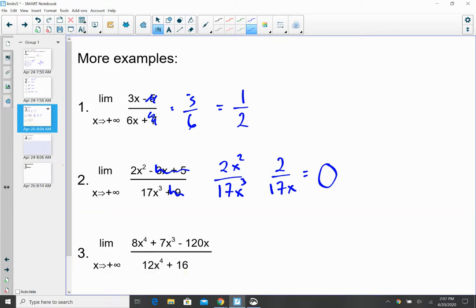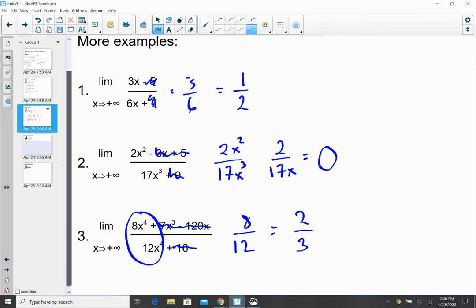Here we go. Now the powers are the same. So we could ignore all the little stuff and just look at it like that. 8 over 12. Because the x to the fourths are going to cancel because they're the same infinities. And wait a second, 8 over 12. Isn't that like 2 over 3? 2 thirds. There we go. That was the end of this.